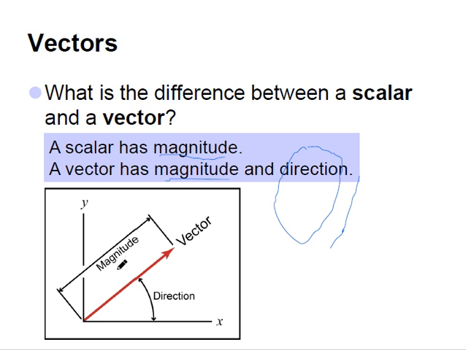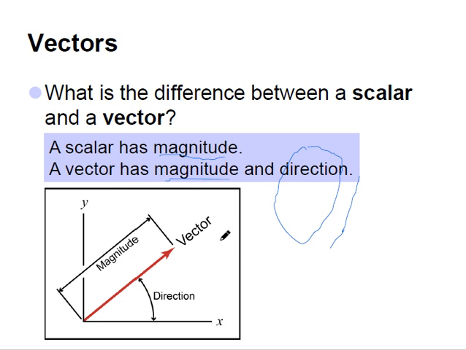So for example, if you're talking about speed in this example, the magnitude is going to tell you how fast you are going, from here all the way to here. If we're thinking about speed in this example, it's going to tell you how fast, and that's your amount, without considering the direction.